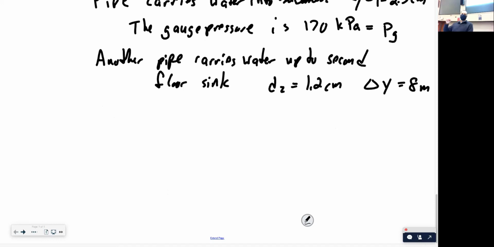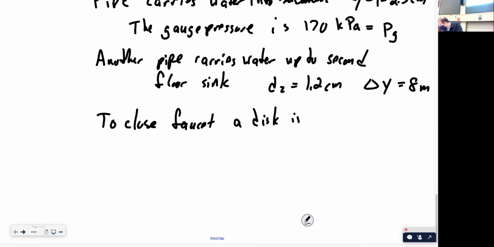So we're going to solve this problem twice. The first time, we're not going to let any water flow through. The question is, how much force do we need to exert on a plate that we're holding over the pipe to keep the water from coming out? Say, to close the faucet, a disc is held by a valve to stop the flow. The question first is, with no water flowing, what force is needed to hold it there?